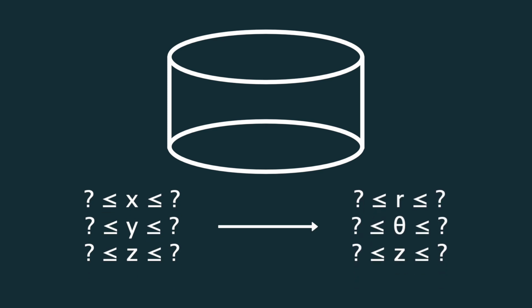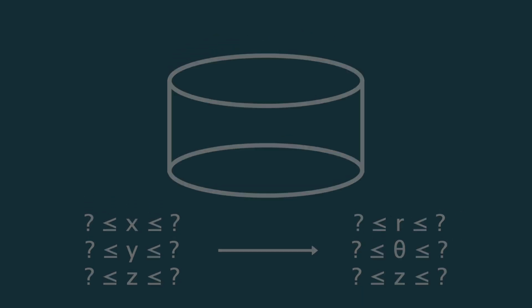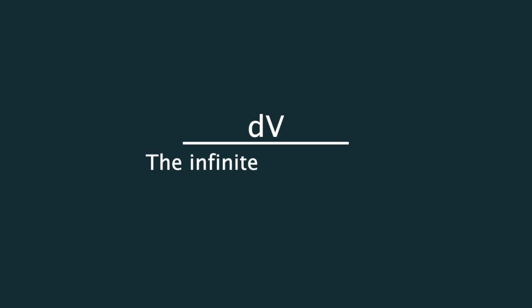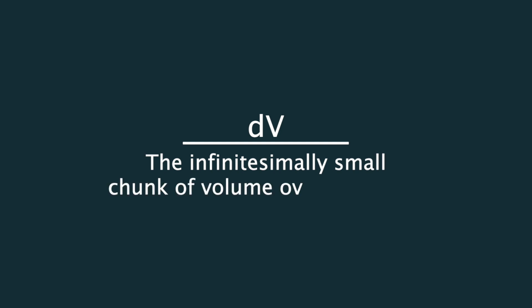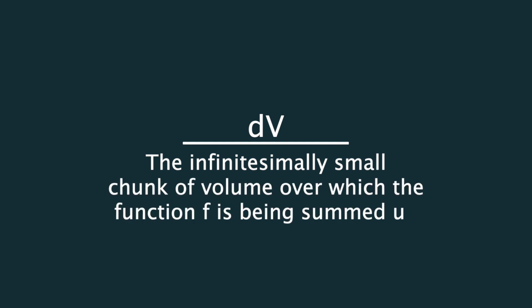The bounds of integration are similar. You draw the volume of integration and redefine the volume in terms of the new coordinate system. The definition of dv is more interesting though. In a triple integral, similar to a regular integral, dv is by definition the infinitesimally small chunk of volume over which the function f is being summed up.